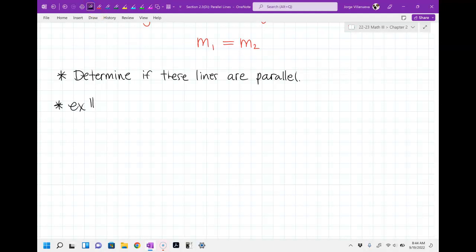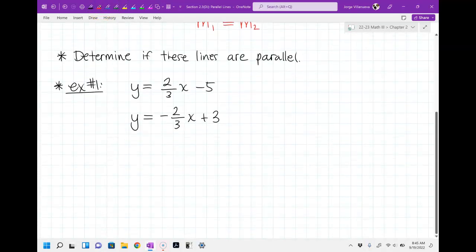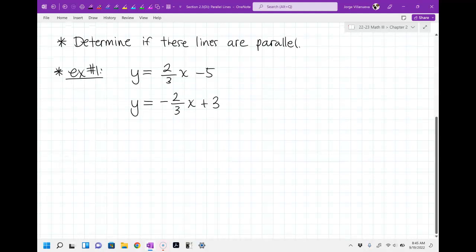Example number 1. This is not a homework problem. So y equal to 2/3 x minus 5, and y equal to negative 2/3 x plus 3. Okay? So, are these parallel? So what's the slope of the top equation? 2/3. What's the slope of the bottom equation? Negative 2/3. Are these slopes equal? Is 2/3 equal to negative 2/3? No. So are these lines parallel? No.